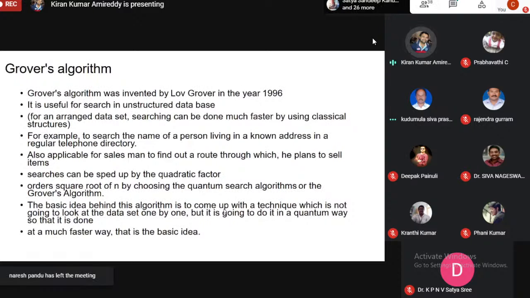But Grover's algorithm is equally applicable to structured and unstructured data. It will be checking randomly across the entire domain. We'll see the circuit diagram, then it will be clear how we can understand that. So finding the route for the traveling salesman is one of the applications of this.